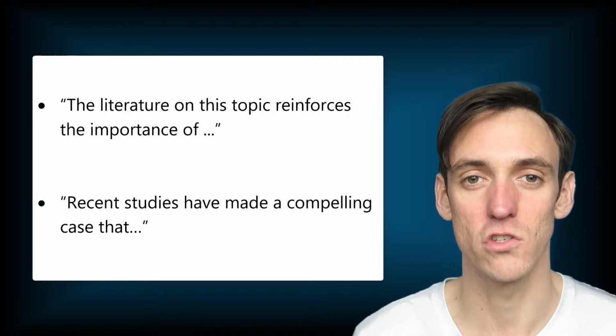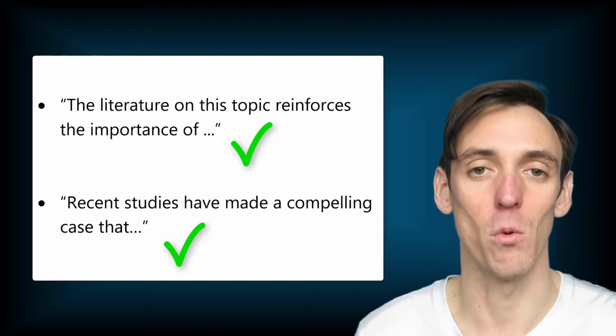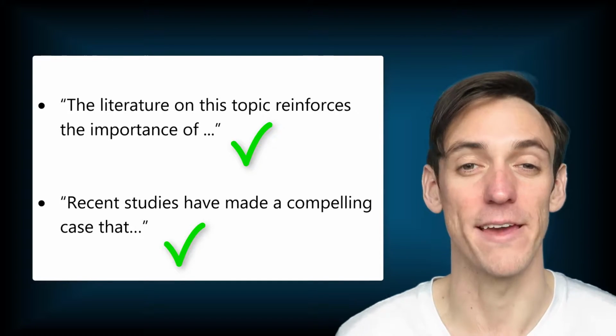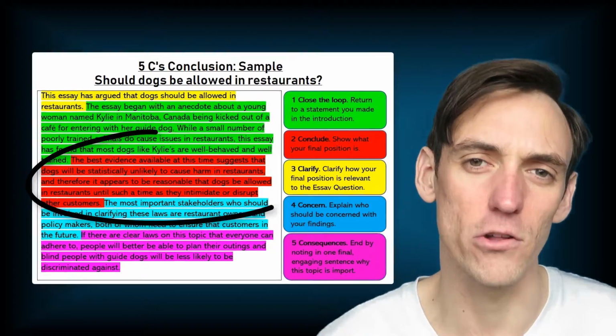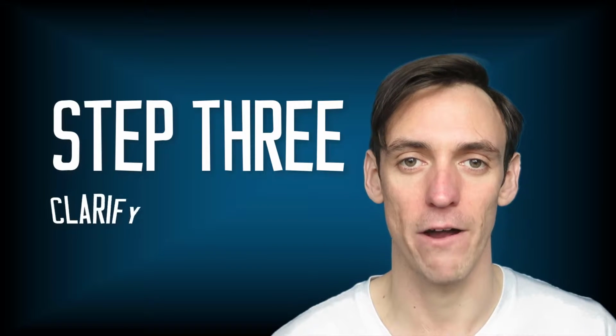So to do this, you might want to use language like, the literature on this topic generally reinforces the idea that, and then follow on from there. Or another way you could do it is saying, recent studies make a compelling case that, and then finish your sentence that way. But in this conclusion, what you want to do is in one clear sentence, very clearly say, this is my position, and this position I have is as a result of the research that I've done for this essay.